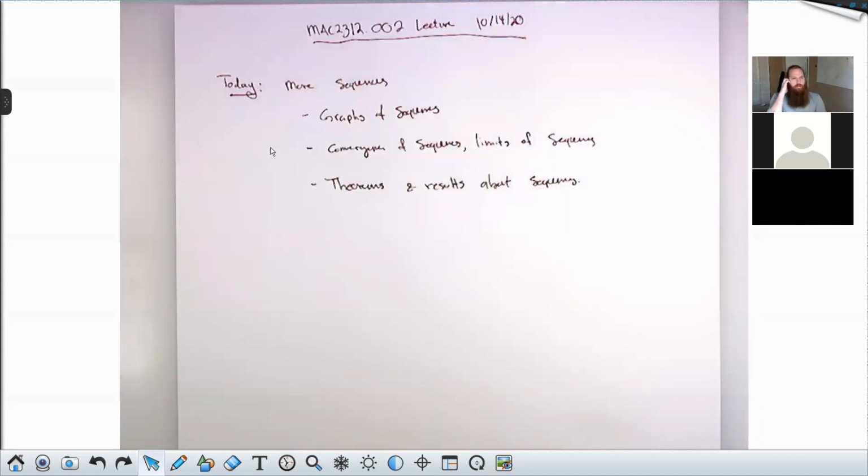So we're all still in section 11.1. 11.1 is a very theorem-heavy section. So let's get started.